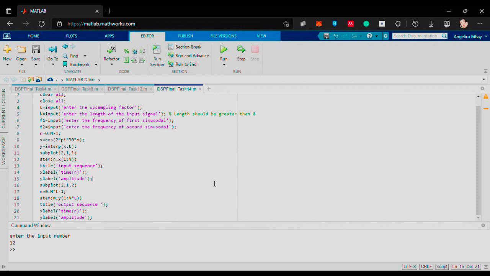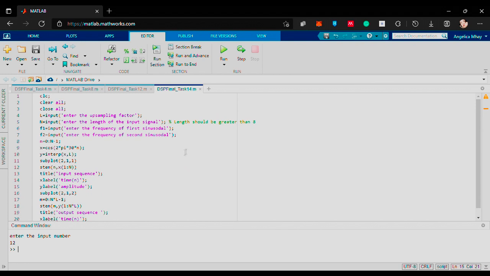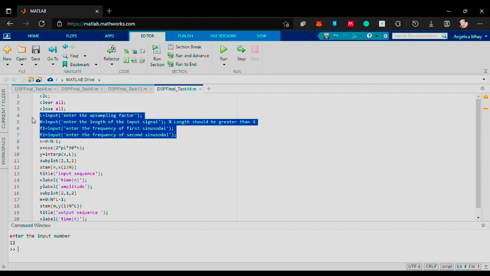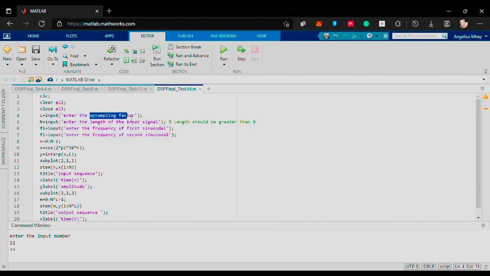So this is task 14 of the final requirement for the digital signal processing laboratory, and we will show the interpolation process on the input signal that we have. We're going to take input from the user: the upsampling factor, the length of the signal, which should be greater than 8, and the frequency of the first and the second sinusoidal signal.